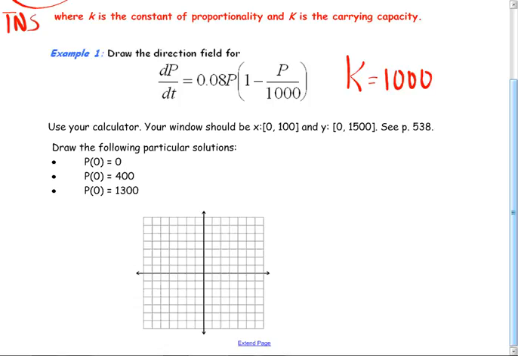How many squares do I have? 1, 2. I'm going to count by 2: 2, 4, 6, 8. There's 1,000. And so I'm going to put that line right in there. And then you draw the slope field, and you're just going to make an estimate.